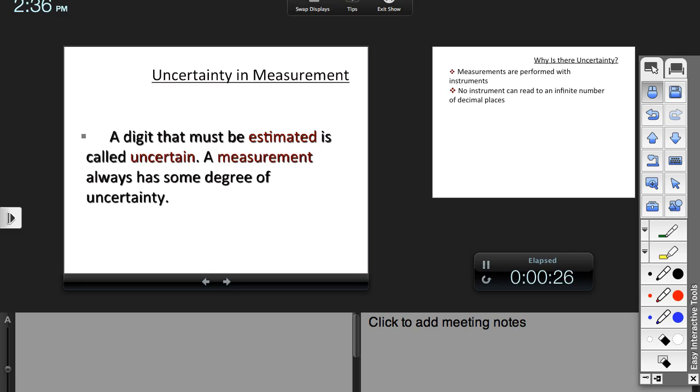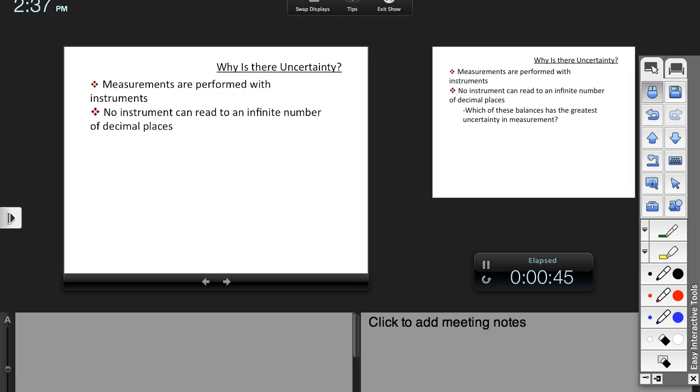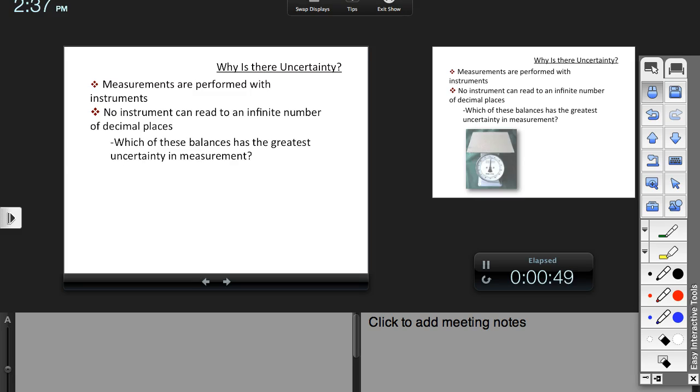And so any measurement is going to have a degree of uncertainty. There are no instruments that can tell you an infinite number of decimal places for sure. And that's okay. Any measurement is going to be slightly uncertain, and it's going to be that last digit that's uncertain. Like I said, no instrument can read an infinite number of decimal places.